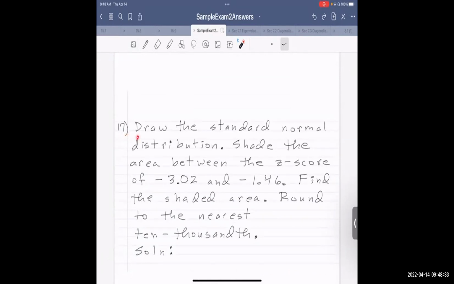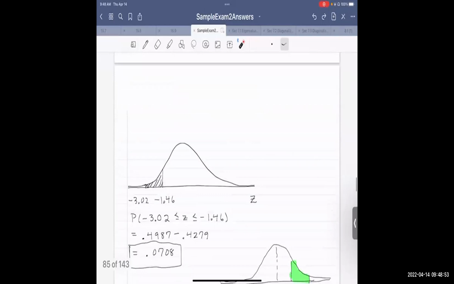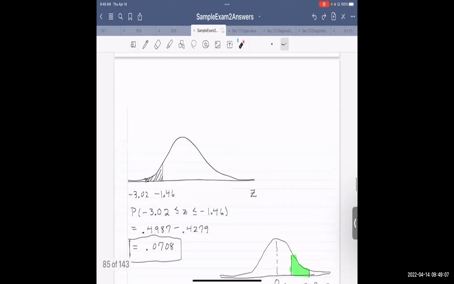17. Draw the standard normal distribution. Shade the area between the z-score of negative 3.02 and negative 1.46. Find the shaded area, round to the nearest 10,000th. And so this is our standard normal curve. We want to find the area between negative 3.02 and negative 1.46.